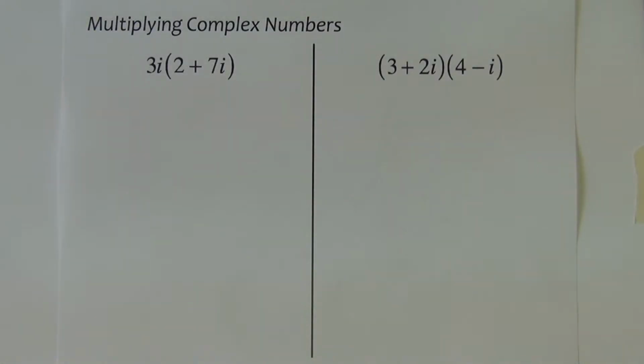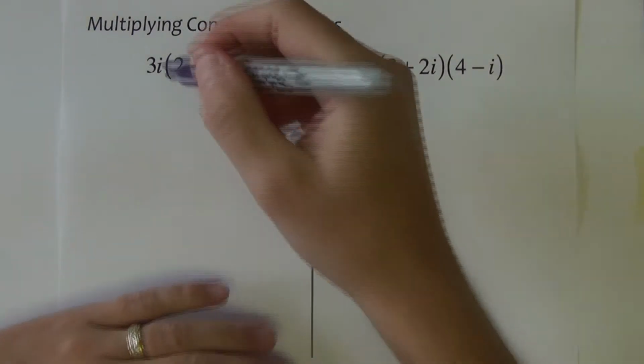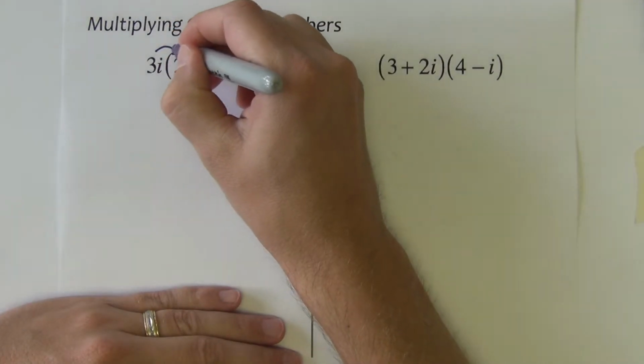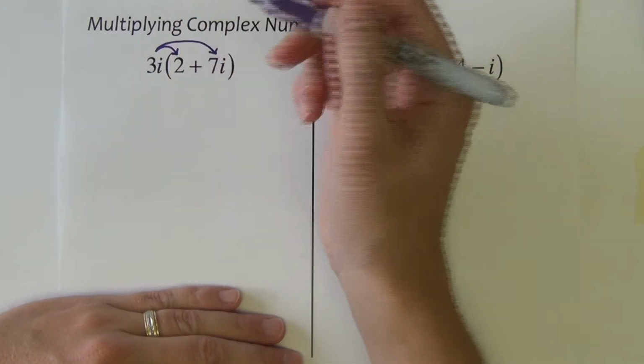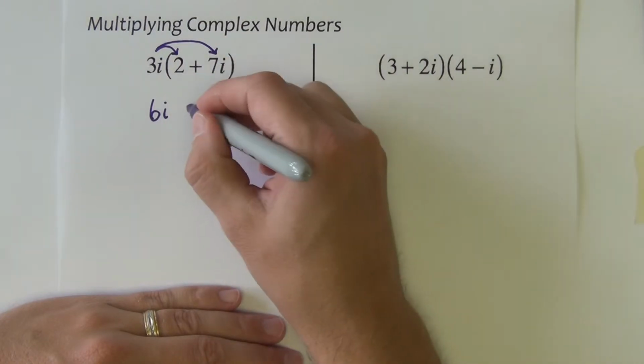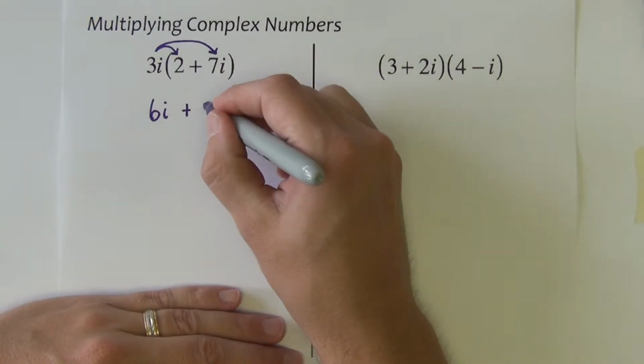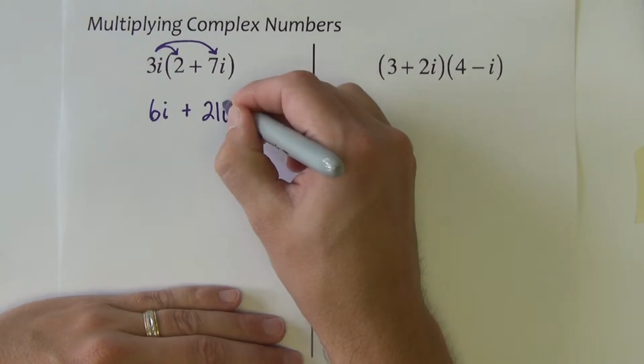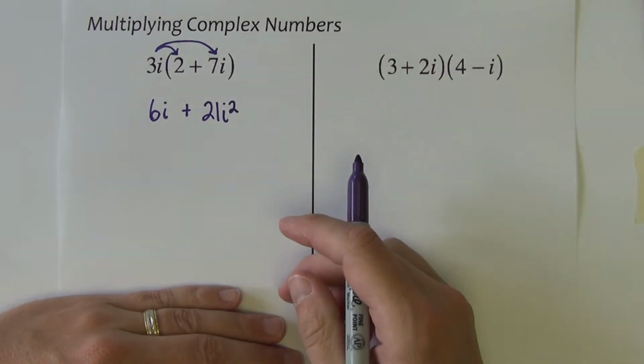Next operation is multiplication. With multiplication, we begin by just using the distributive property. First example, I distribute 3i. 3i times 2 multiplies to 6i. 3i times 7i multiplies to 21i squared.